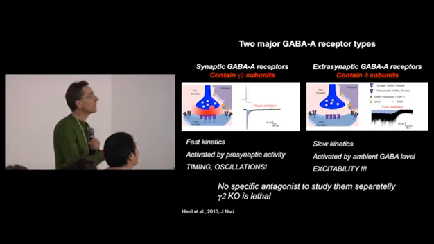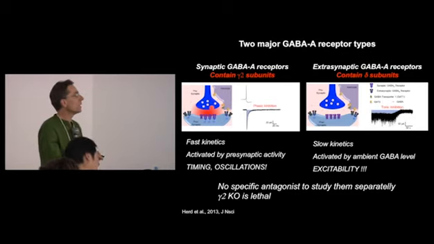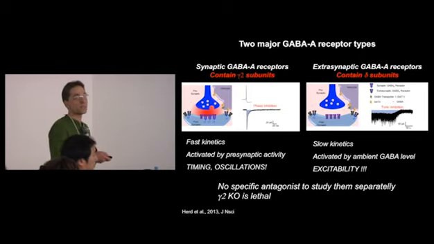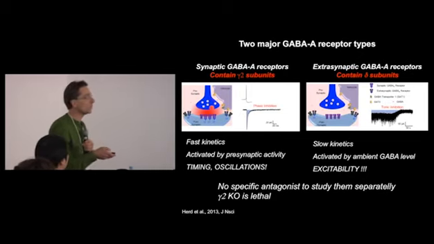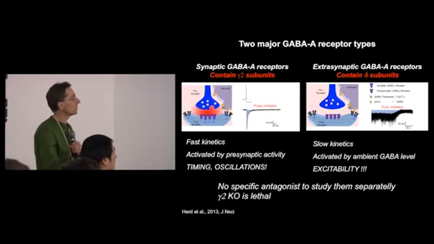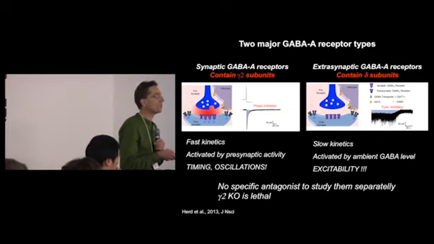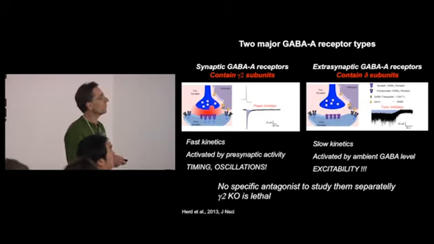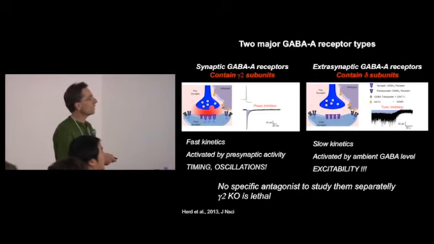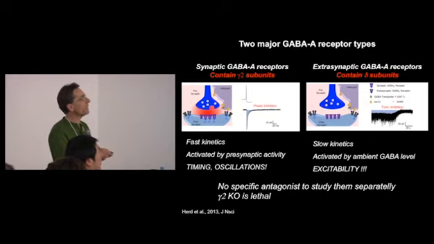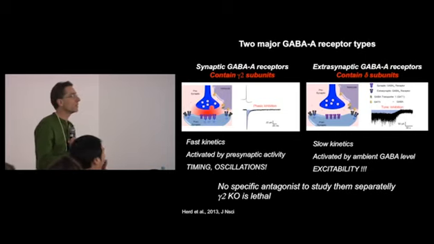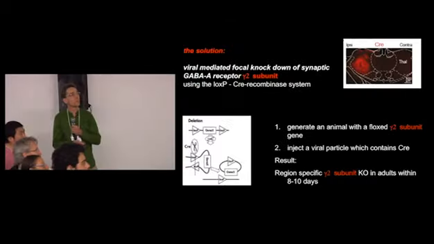Of course, we should study them separately, but as I told you before, there is no specific antagonist of synaptic versus extrasynaptic receptors, so you cannot study their role in IPSC generation. If you do a simple gamma-2 KO animal, then it's lethal, since it has such strong epileptic activity that it dies, I think, within 1 day after birth. So our approach was to eliminate gamma-2 receptors only from the thalamus and examine what would be its effect.